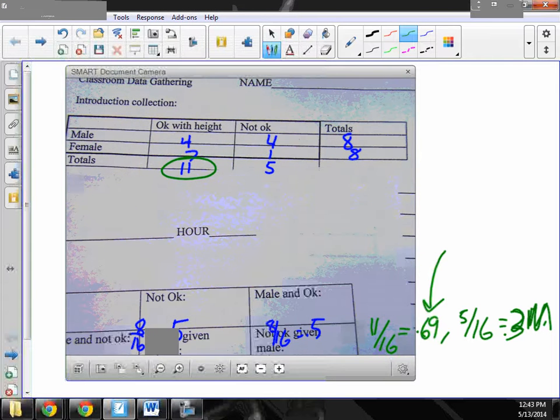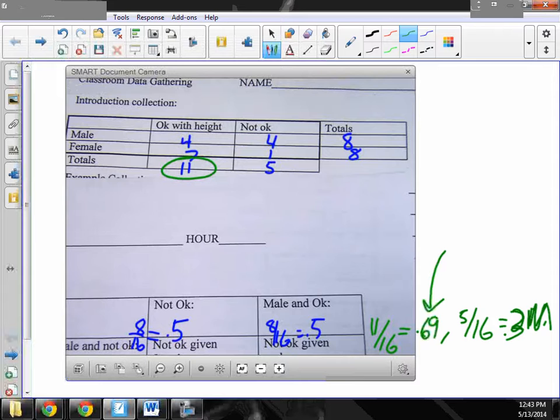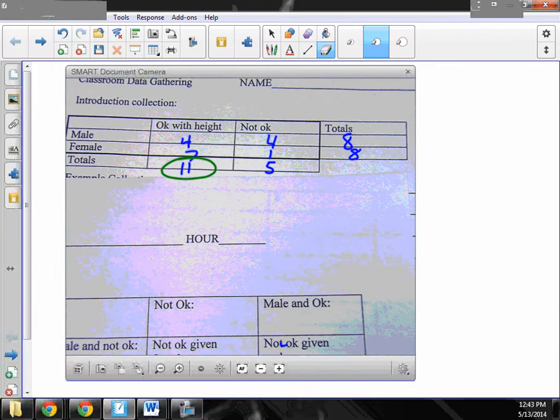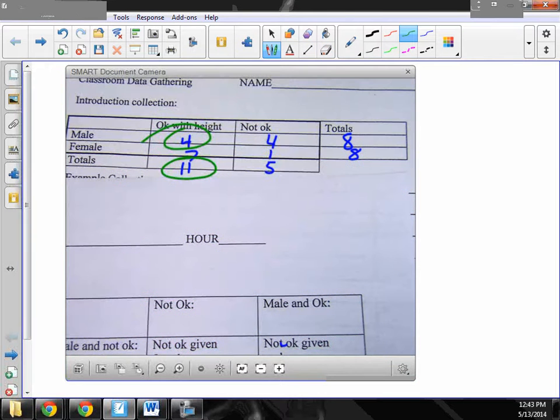The next question asks, what is the probability that a randomly selected person is both male and okay with their height? That would be this box there, 4 out of 16, which is 0.25. Next question, female and okay, 7 out of 16. What's the decimal? 0.44. All right.